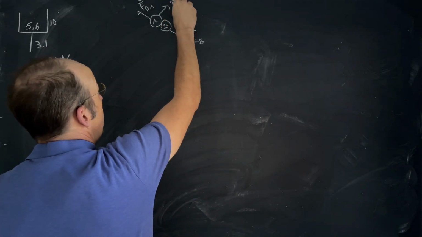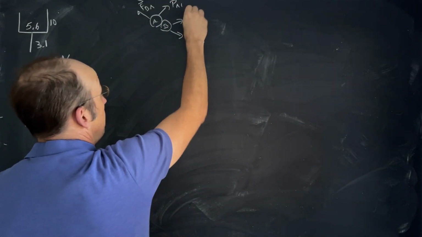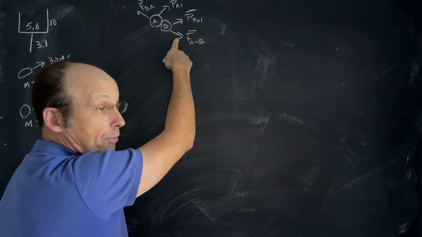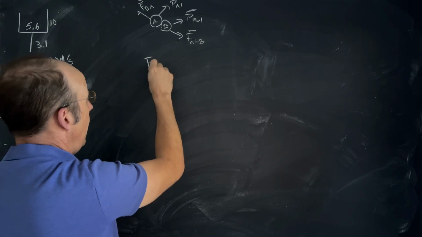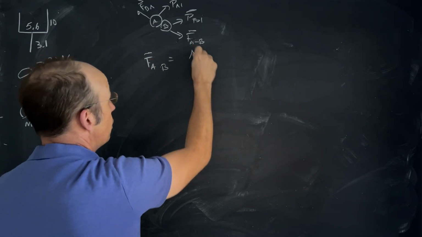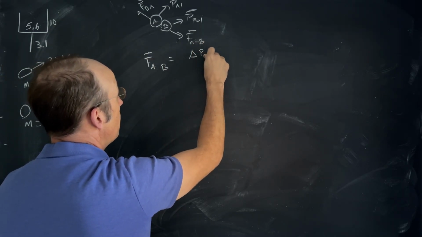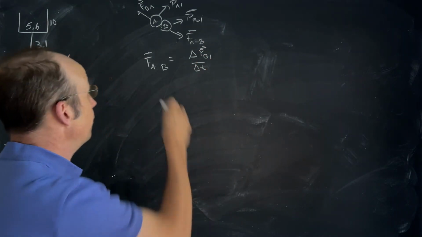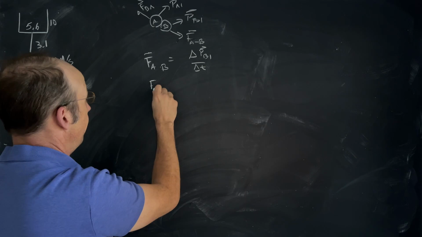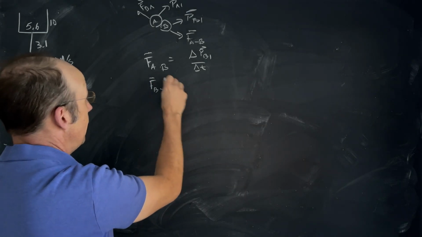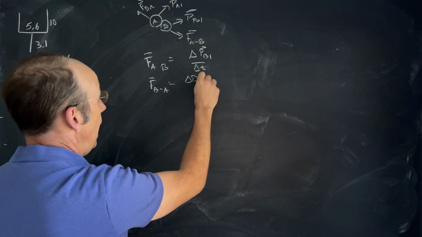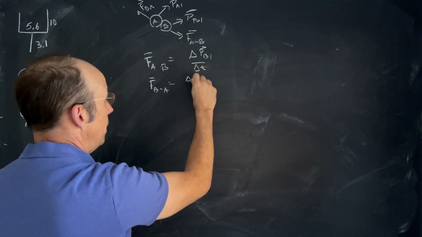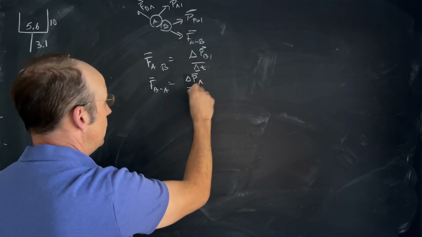And then each object has some momentum. We'll call that PA1 and PB1. The net force on object B is F of A on B, and that's going to be the change in momentum of B with respect to time. You could do the same thing for the other object: F of B on A is equal to the change in momentum of A, delta PA with respect to t. I'm kind of sloppy right now.